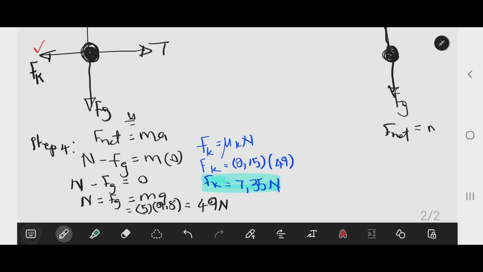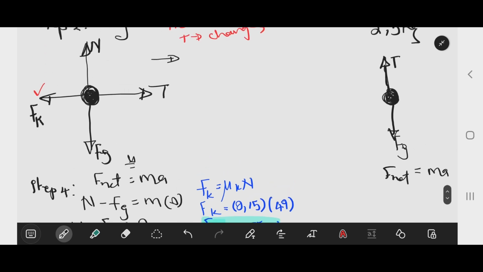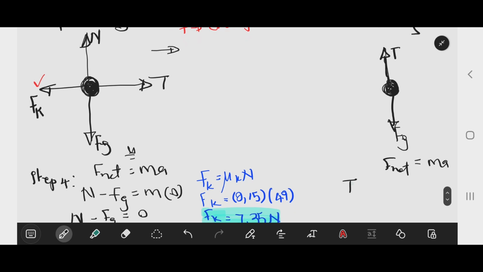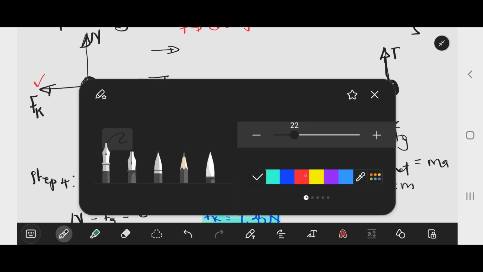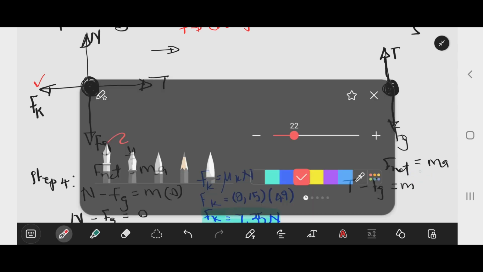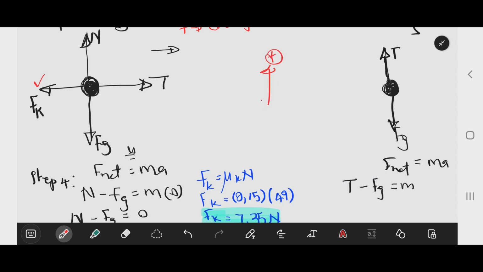Fnet equals ma. How many forces do we have acting in the y direction? We have two forces. Tension, which is positive, and Fg, which is negative, right? Equals to the mass of the object. So now let us look at the acceleration. I said anything that is a vector, you substitute with direction. And with our system of axes, we are using upward as positive, downwards as negative, to the right as positive, and to the left as negative, right? So tension is positive because it is pointing upwards. Fg is negative because it is pointing downwards.